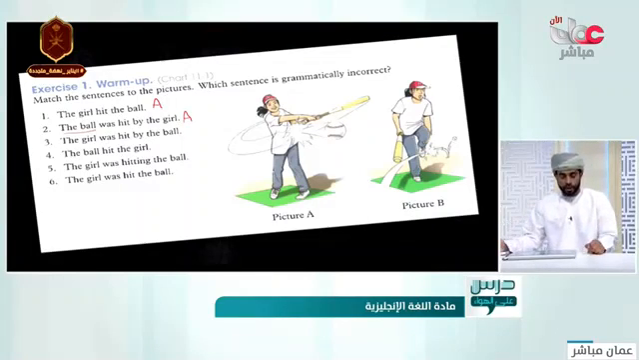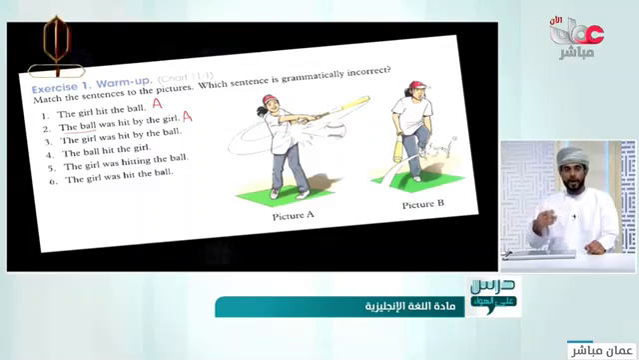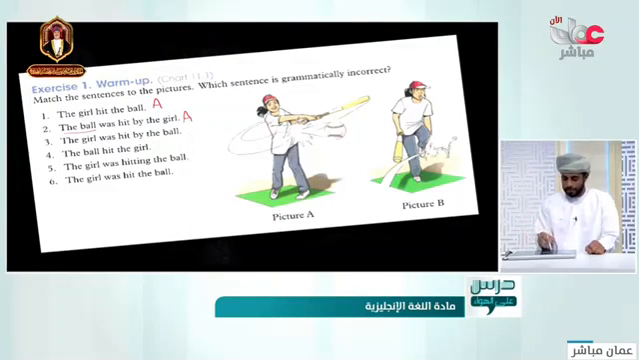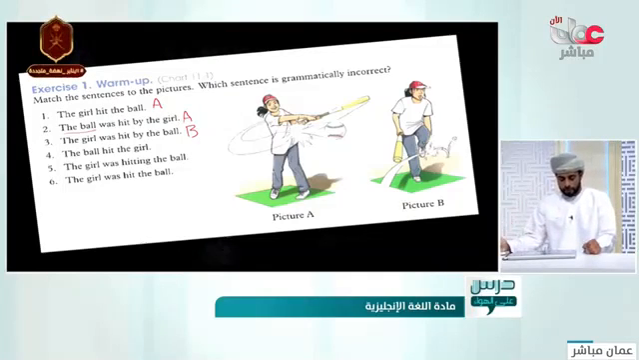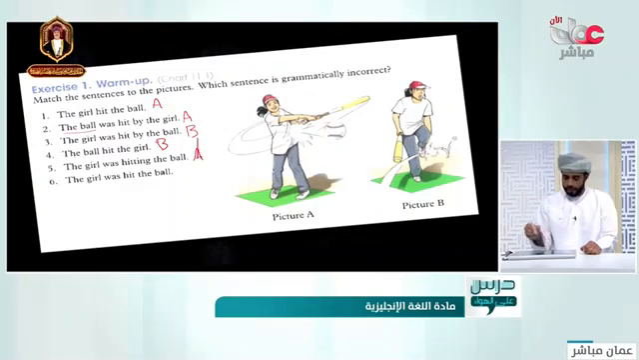What about 3? The girl was hit by the ball. Which one of them is this one? Yes, this is B. Why is that? Because the girl received the action and the ball hit the girl. Nice. 4, the ball hit the girl. Is it B? It is very clear. The girl was hitting the ball. Which one of them? It is A.